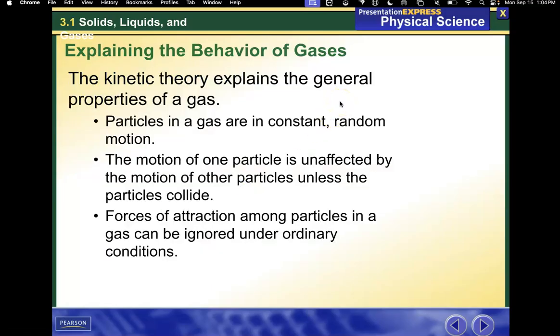The kinetic theory explains the general properties of a gas. So, particles in a gas are in constant motion. The motion of one particle is unaffected by the motion of other particles unless they collide. Forces of attraction among particles in a gas can be ignored under ordinary conditions. So those are general properties that the kinetic theory explains.